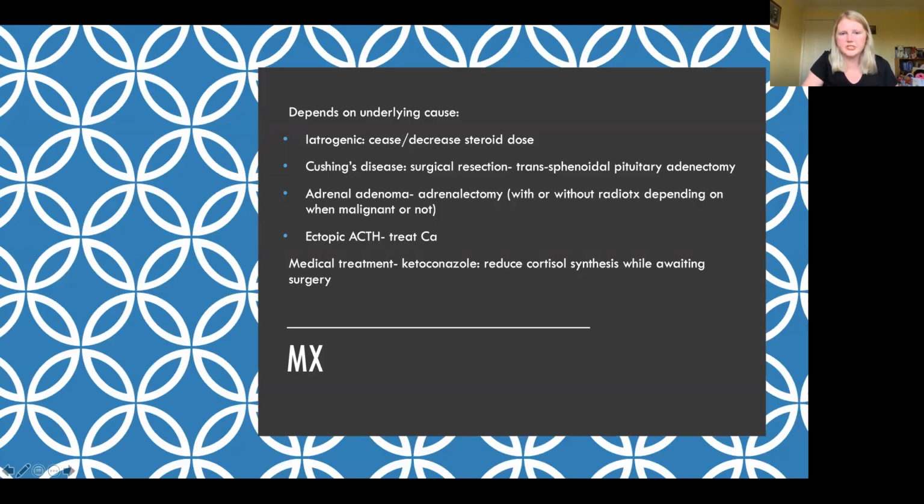So in terms of management, it really does depend on the underlying cause. So if we're giving steroids and that's the cause of the high levels, then obviously we would stop or decrease the dose. If it's Cushing's disease, we would remove the pituitary adenoma. If it's an adrenal adenoma, we can remove the adrenal gland. Or if there's an ectopic source of ACTH, such as a lung cancer, we'd obviously remove that. Sometimes in the meantime, this isn't something that happens straight away. So we can use ketoconazole to reduce its synthesis while we're awaiting surgery.